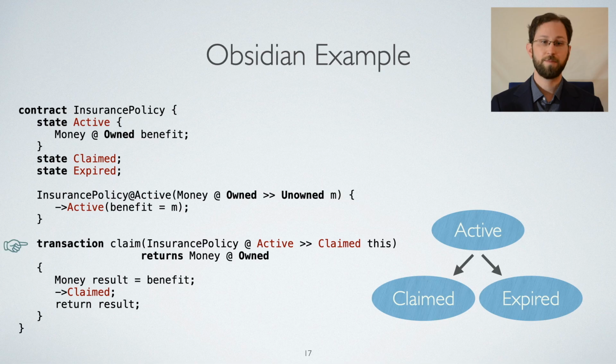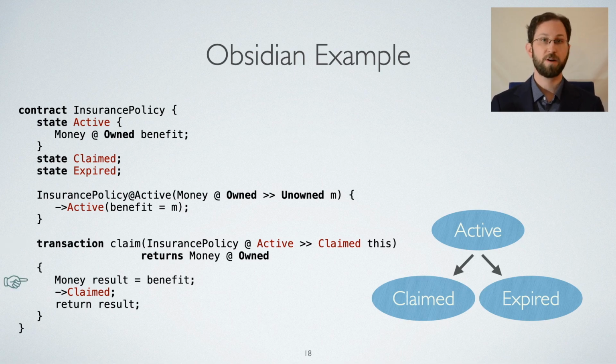Now let's look at the claim transaction. The claim transaction can only be invoked on an insurance policy that is known to be in active state. And you can see there's a special this parameter on the claim transaction indicating that fact. In addition, we promise that after the claim transaction finishes, the state of the insurance policy will transition to claimed. That's the meaning of the double arrow there. And finally, it returns money to the caller. This is going to be the payout of the insurance policy.